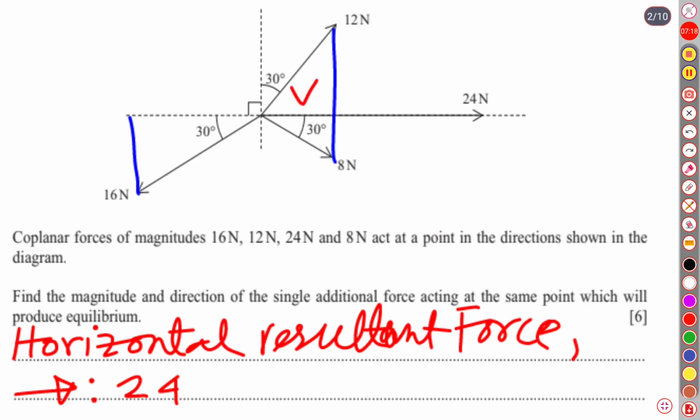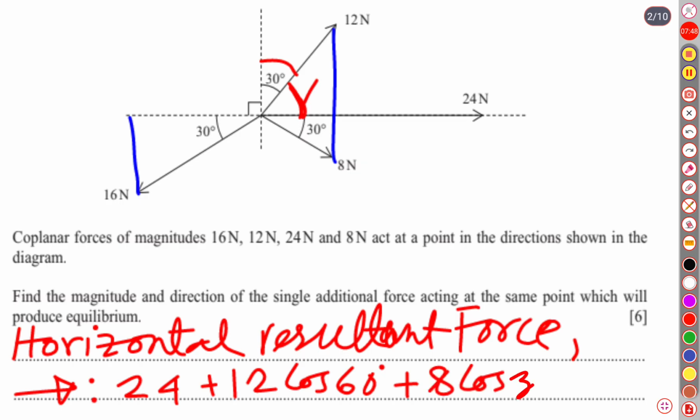From here it is plus 12 cos 30 degree. 12 cos, not 30. Look at this. If this portion is 30, this is going to be 60. Okay, so 12 cos 60 degree. Whether there is anything in positive direction or not, there is, yes, another triangle. In the other triangle, it is 8 cos 30 degree.